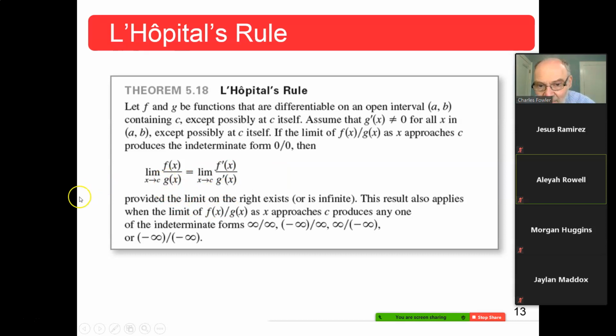then, and even if it exists or is infinite, then that limit may exist. This result also applies when the limit of f of x over g of x as x approaches c produces any one of the following indeterminate forms. Infinity over infinity. Minus infinity over infinity. Infinity over minus infinity, either one of those produces a negative infinity over infinity. Or minus infinity over minus infinity, which is basically equivalent to infinity over infinity. If any of those limits were those, you can do L'Hopital's rule.